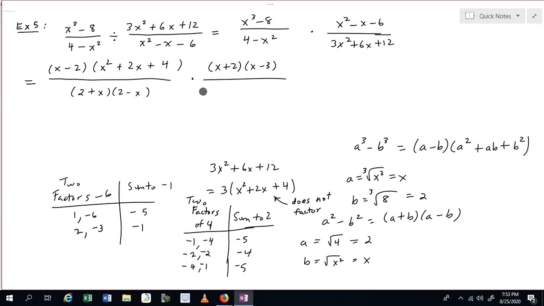So that doesn't factor. Not every trinomial factors. The way you'll know it doesn't factor is when you exhaust all the possibilities and none of them add up to the middle term, which is the case here.